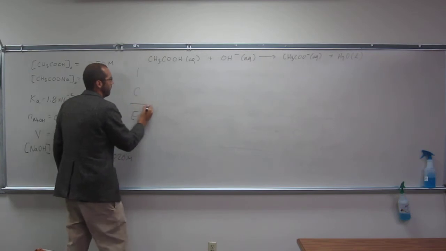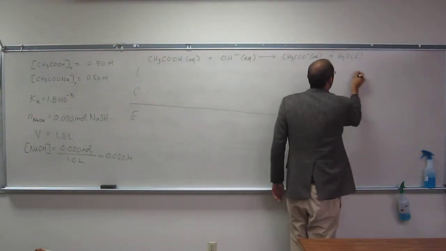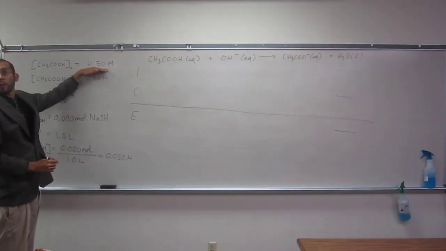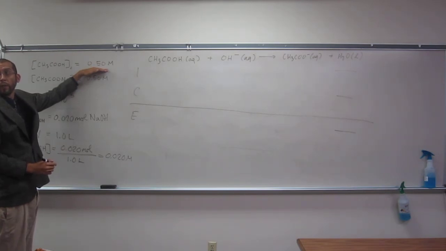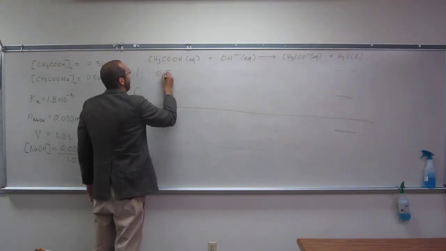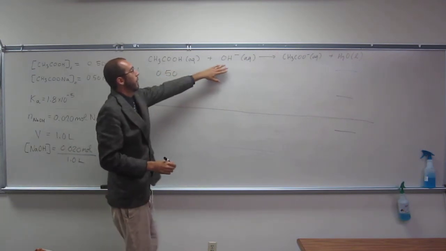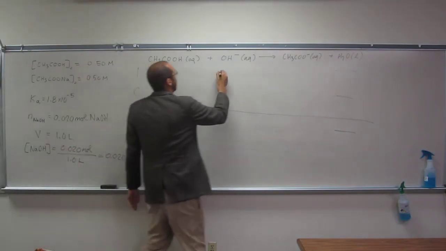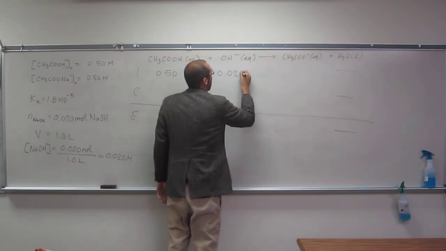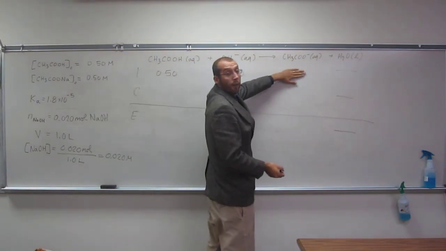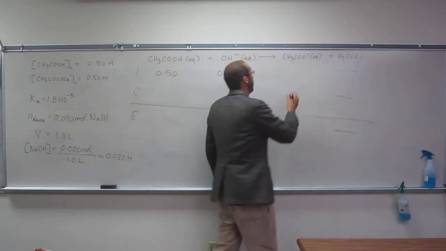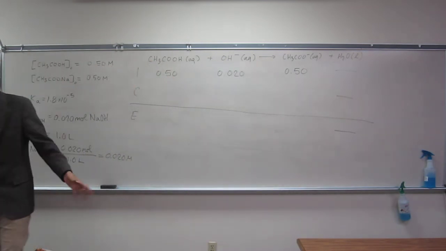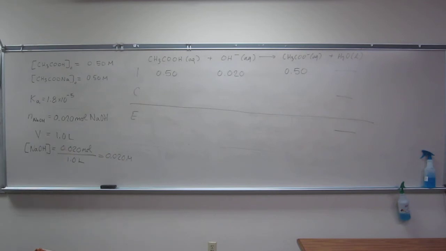Got to do an ice table. So we started with 0.50 molar acetic acid. Is everybody okay with that? 0.50 molar. What did we start with here? 0.020 molar hydroxide. What did we start with here? Did we start with something? Yeah, 0.50 molar acetate. So you see how this one's a little bit tougher because you have to figure out something to put in all of them.